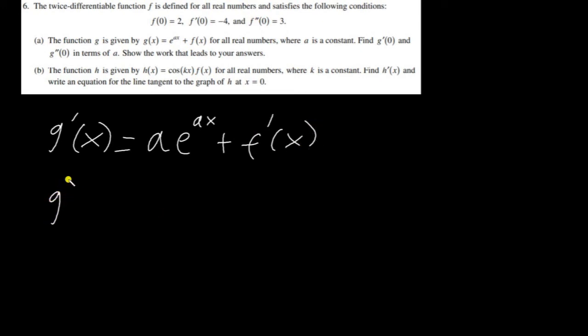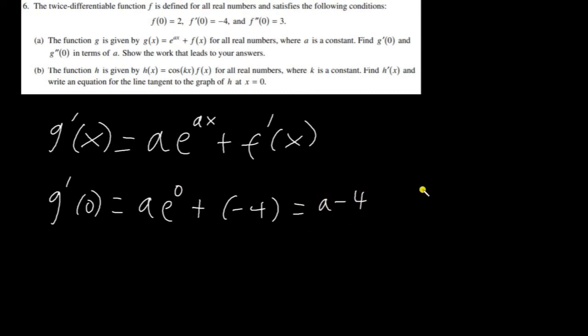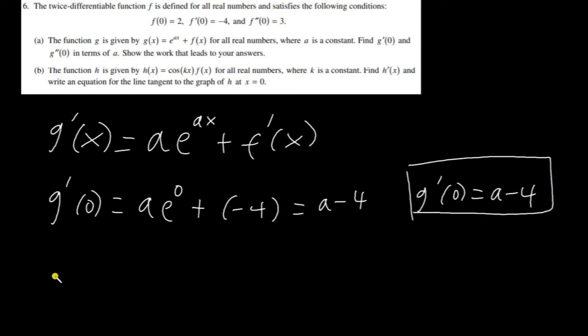So if we want to find g prime of 0, that's going to be a times e to the a times 0, which is 0, plus f prime of 0. F prime of 0 is negative 4, so plus negative 4. E to the 0 is just 1, and so this just simplifies to a minus 4. Okay, let's just rewrite that to look nice. G prime of 0 equals a minus 4. Wonderful. So now let's look at g double prime, right?